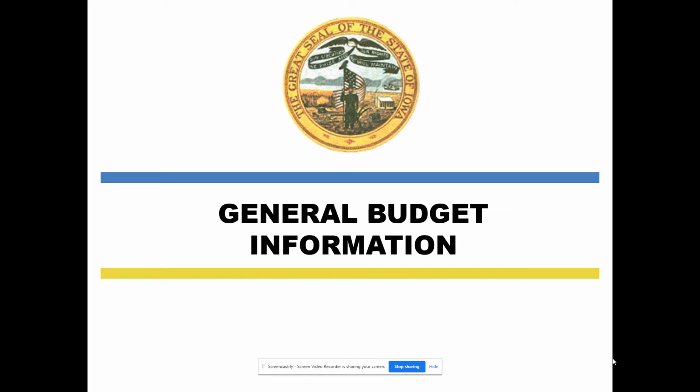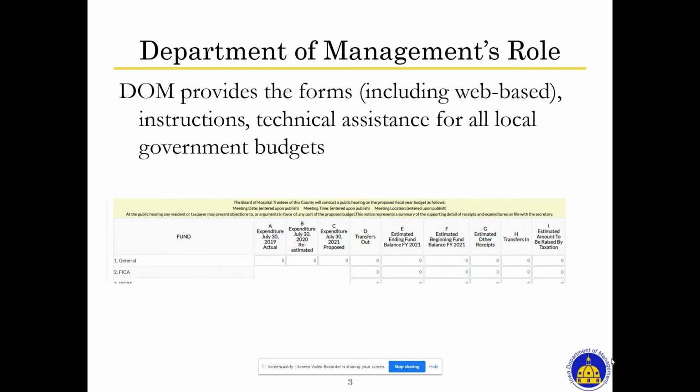You will find that it's very similar to the fiscal 21 look in the application with very slight changes if you're familiar with how it worked last year. So the Department of Management's role is to provide the forms, including web-based forms, instructions, technical assistance, answer questions, that sort of thing for all local governments that submit budget to Department of Management.